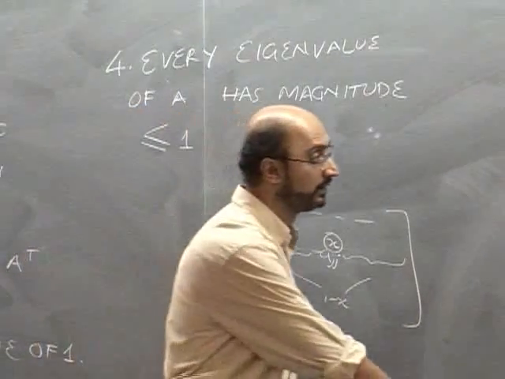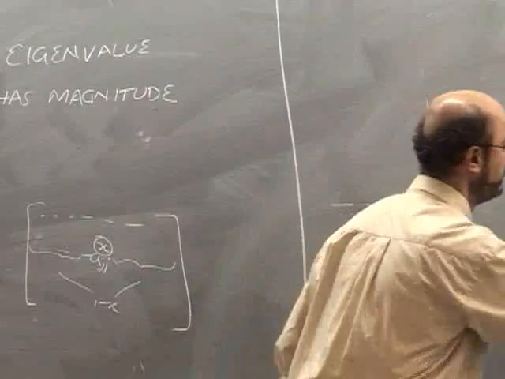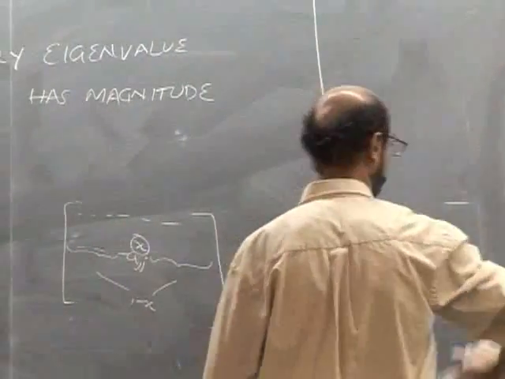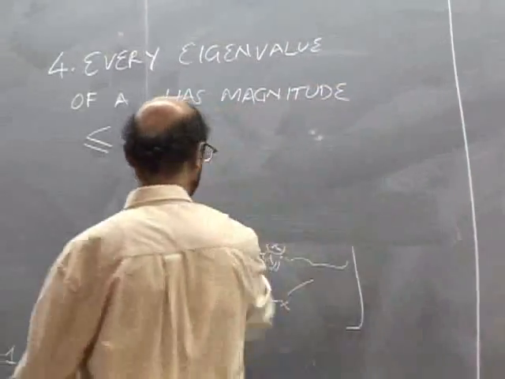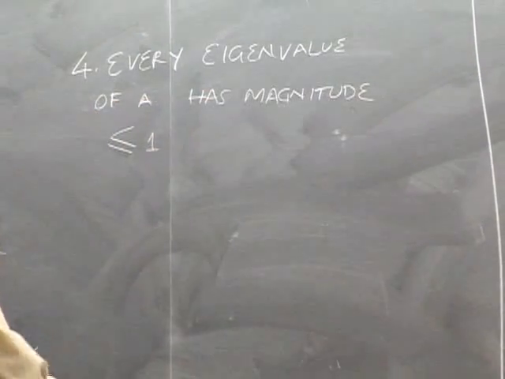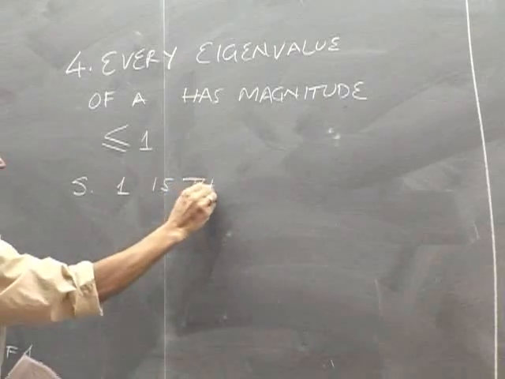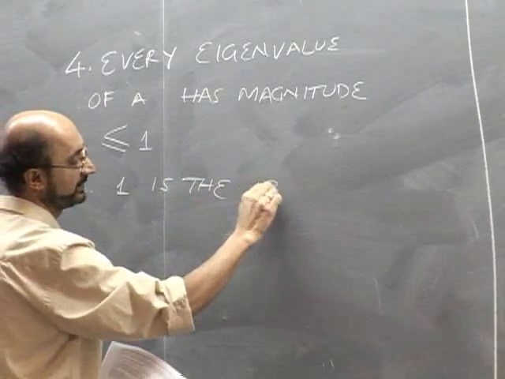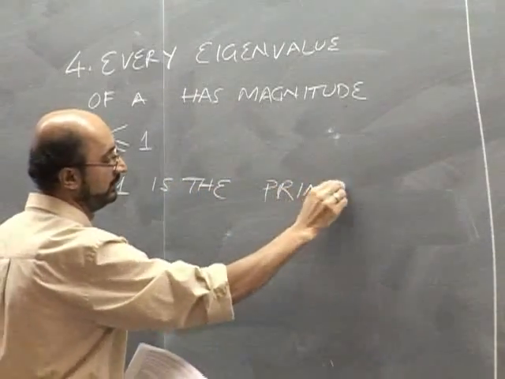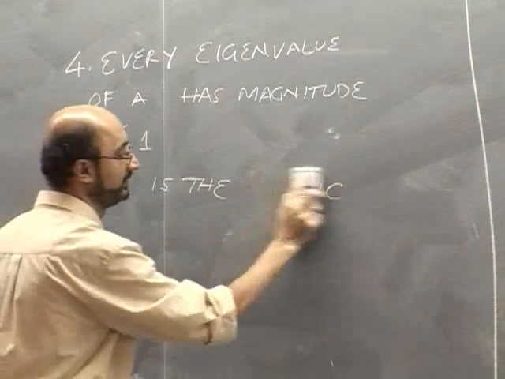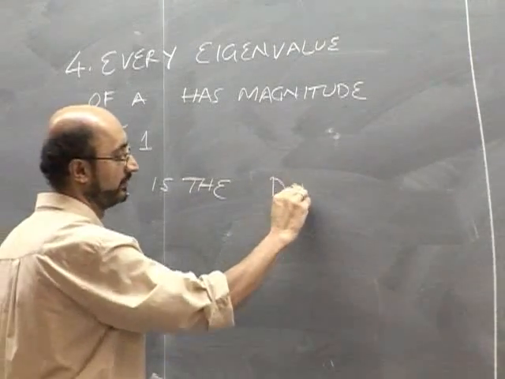Okay, so let me continue on here. I'm almost done. The next fact we get is that 1 is the dominant, or I should say the principal eigenvalue. And we call it dominant actually, because there may be more than 1.